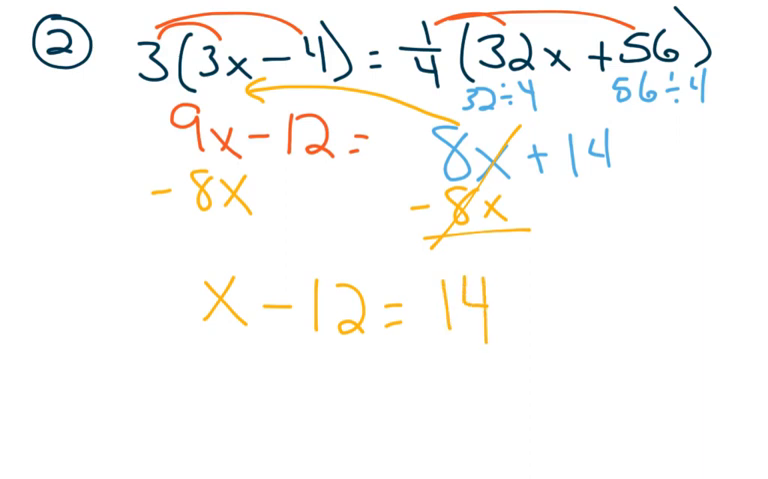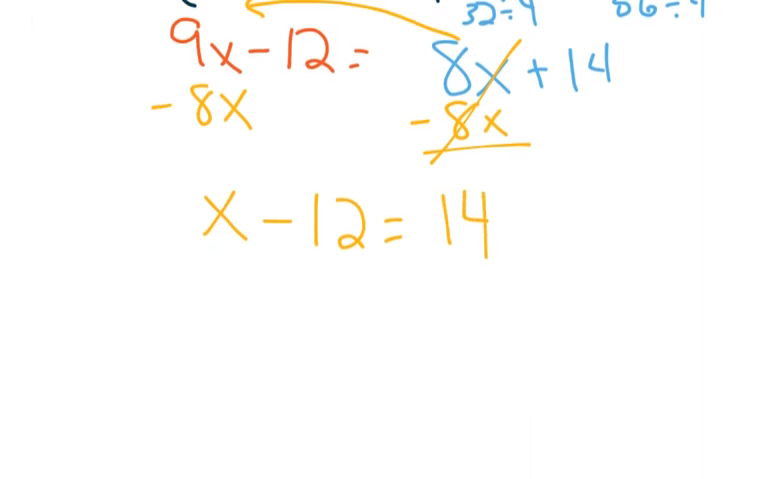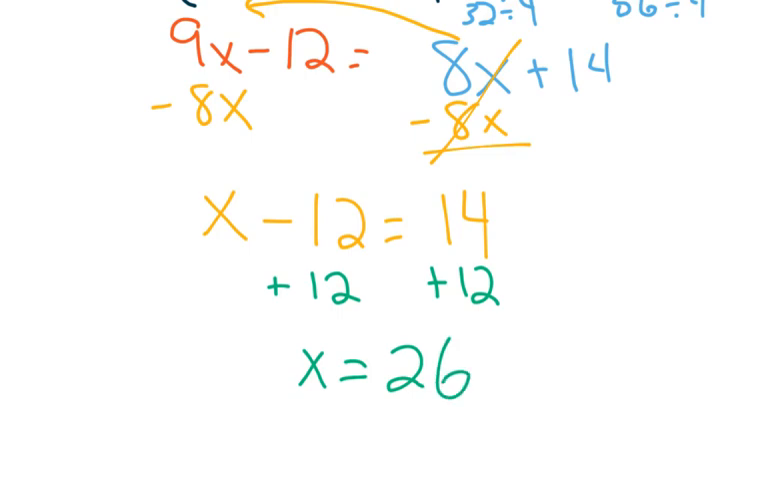Okay, this is a one-step equation from here. This is just like section 1. Add 12 to both sides, x is equal to 26, and there's your answer. Not terribly difficult. If you think about, where does the variable have to go, or where should it go to make it as easy as possible?